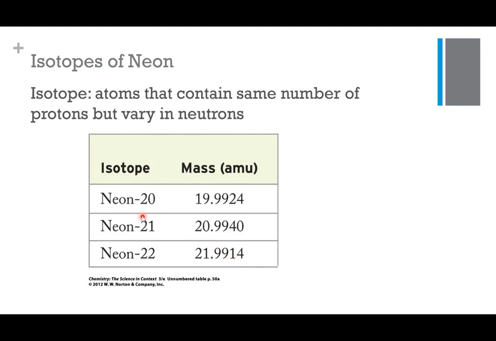So that tells me the difference between neon 20, neon 21, and neon 22 must be that we're adding a neutron to each of these. So that's an isotope.